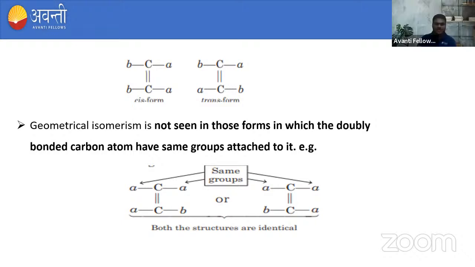Geometrical isomerism is not seen in those forms in which the doubly bonded carbon atom has the same group. Let us assume the doubly bonded carbon atom has the same group like this: here A, here also A. If they have the same groups A and A, and the other carbon also has the same groups A and A, we can say that this cannot show geometrical isomerism. It means two different groups must be present on each doubly bonded carbon, with restricted rotation. So on the carbon, two different groups must be present, not a carbon atom that has the same group attached to it. Clear till here? Let's go.